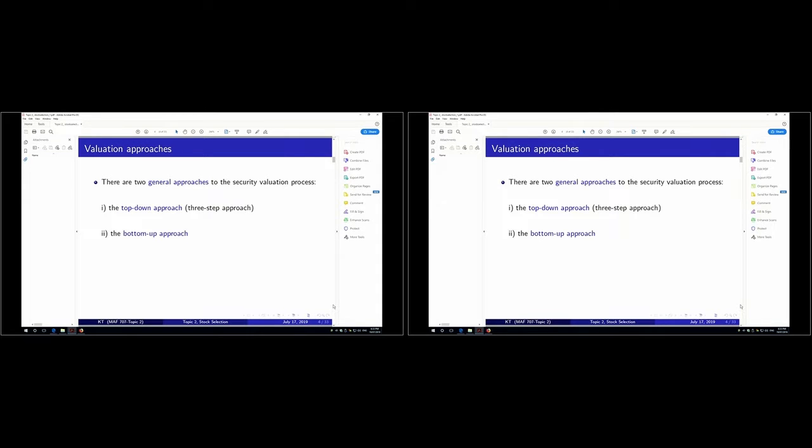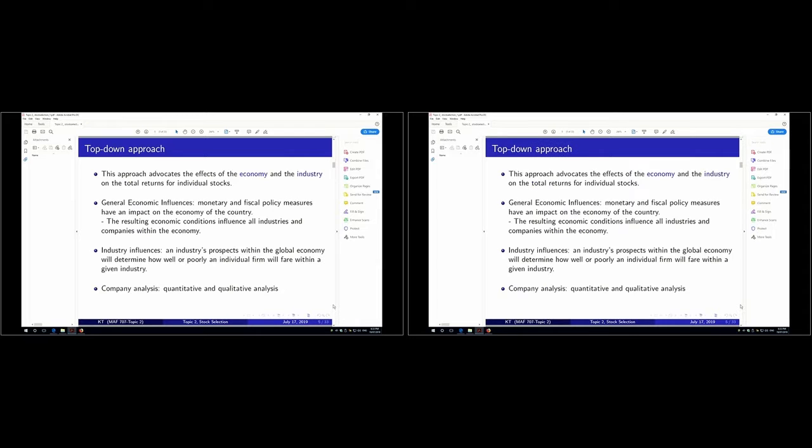You just pick some random stocks without giving due consideration to industries, without giving due consideration to the economic performance. So that is not a very systematic approach. It's just stock picking in a random way. So we will only focus on the top-down approach. The top-down approach advocates the effects of the economy and industry on the total return of individual stocks. So the top-down approach is very clear.